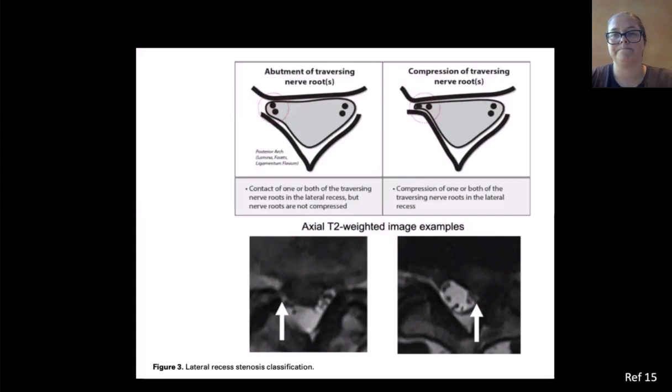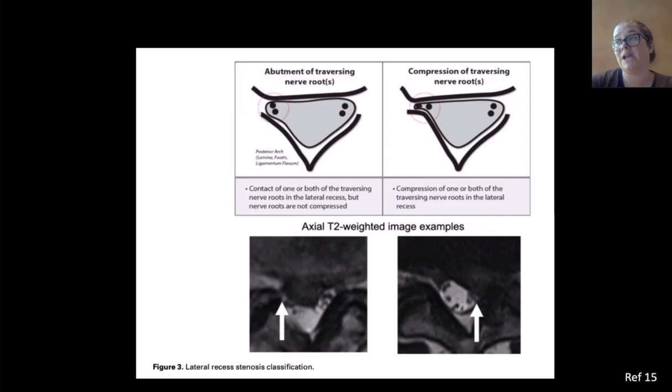Now I will say one thing, all of these studies, everybody is scanned supine. So you can imagine when the patient is standing, when there's an axial load, things may look a little bit differently. So sometimes I think, okay, this isn't so bad.